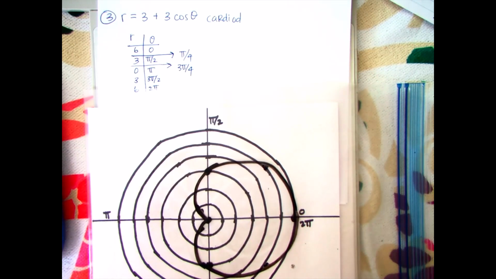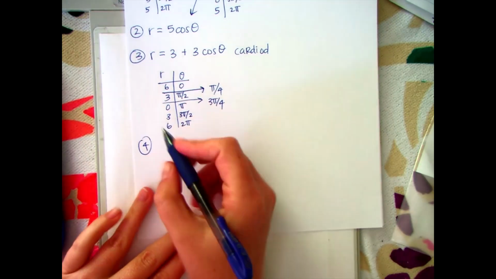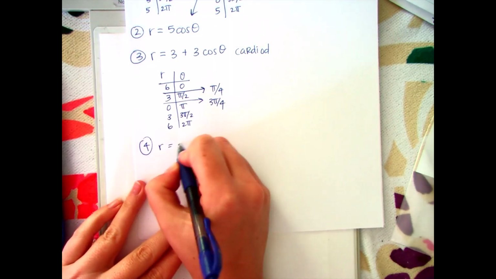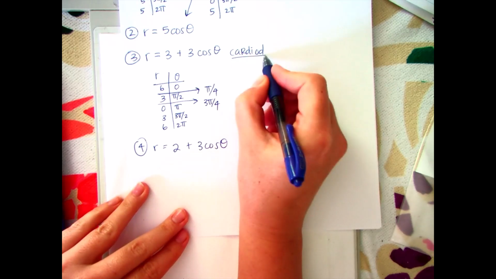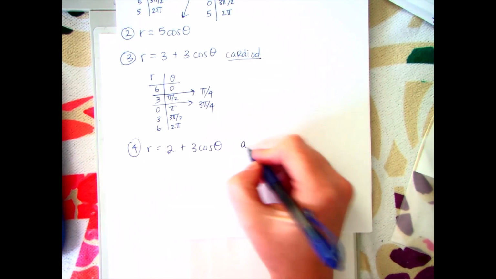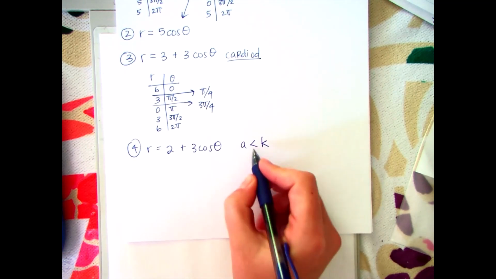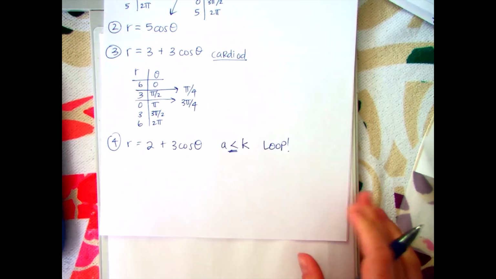Let's see which one I had next for us. Okay, let's try this one. We've got r equals 2 plus 3 cosine of theta. So this is not a cardioid this time because a and k are not the same. This time a is less than k. Less than means this is going to be a loop. Alright, so we're looking for a loop here.